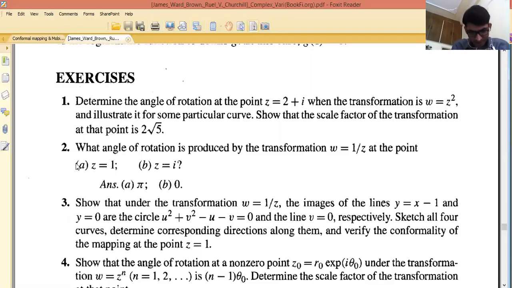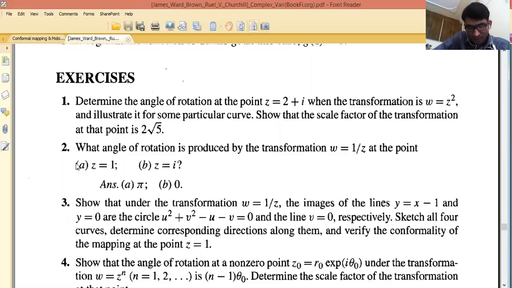Find the image of the infinite strips: first, 1 upon 4 less than y less than half; second, 0 less than y less than half, under the transformation w equals 1 upon z. Show the regions graphically. Since w equals 1 upon z, u plus iota v equals 1 upon x plus iota y, and solving, we get u equals x upon x square plus y square, and v equals minus y upon x square plus y square.